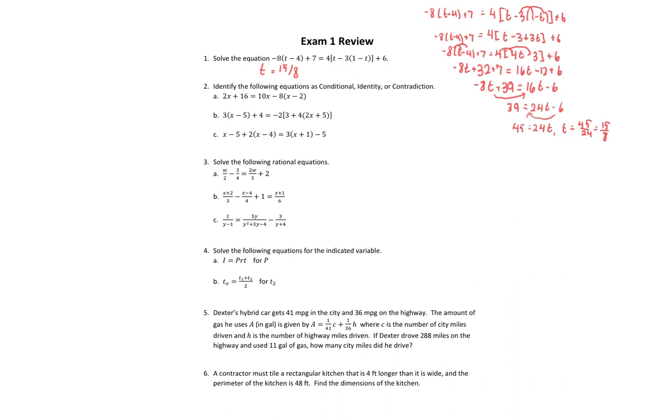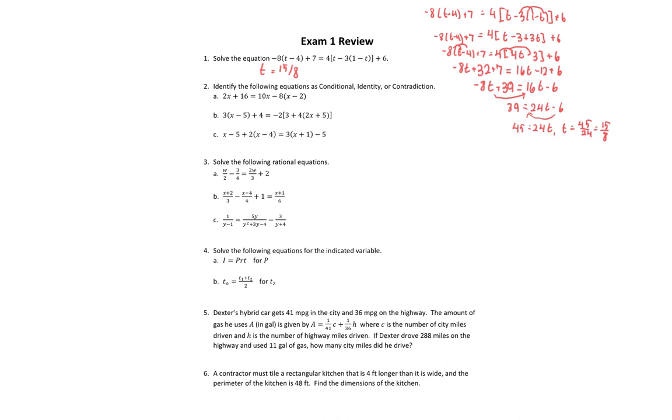For question 2, we're told to identify the following equations as either conditional, identity, or contradiction. Just to establish what each of these means: a conditional gives x equals some number, where the equation only works when x is equal to that number. An identity, you'll usually get at the end something like 2 equals 2, or 0 equals 0, just a true fact. And when that happens, your answer is all real numbers in terms of x. Any x you want to plug in will work.